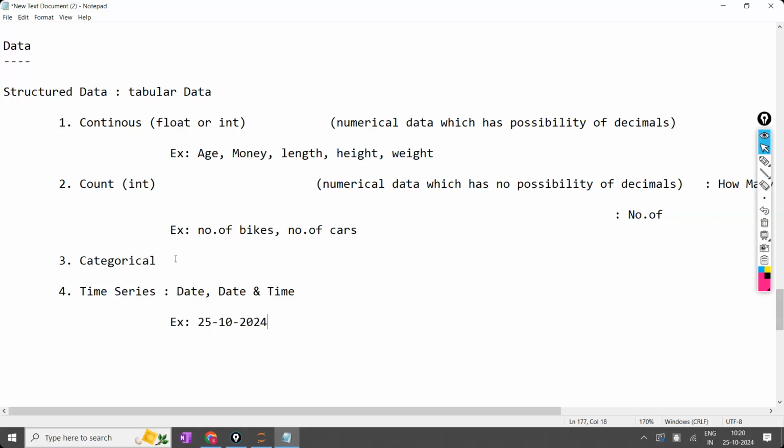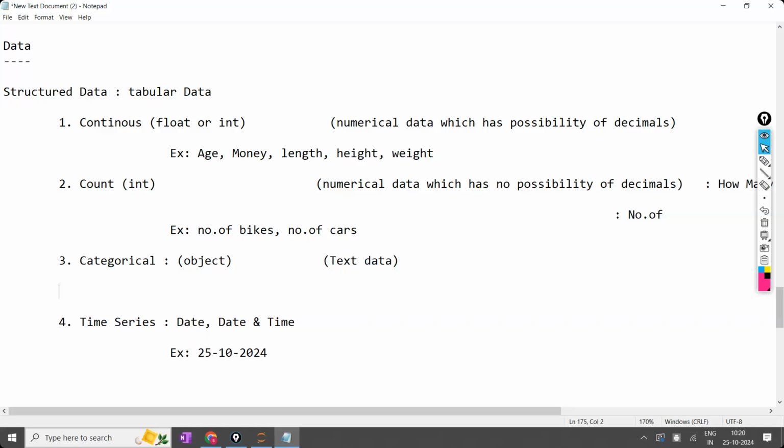Now coming to the categorical. Last one is categorical. Now what is meant by categorical? Categorical means the data which is in the text format, and this one always will be in the object only. The data type will be always object which is in the text. The text data is called as categorical. Okay. Each unique value.